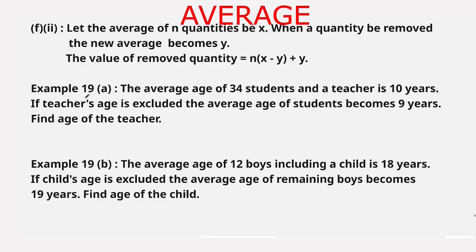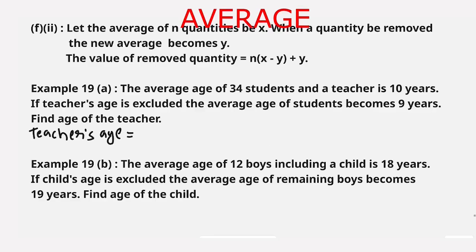Example 19a. The average age of 34 students and a teacher is 10 years. If the teacher's age is excluded, the average age of students becomes 9 years. Find the age of the teacher. So the teacher's age equals: n is 35. 34 students plus 1 teacher is 35.